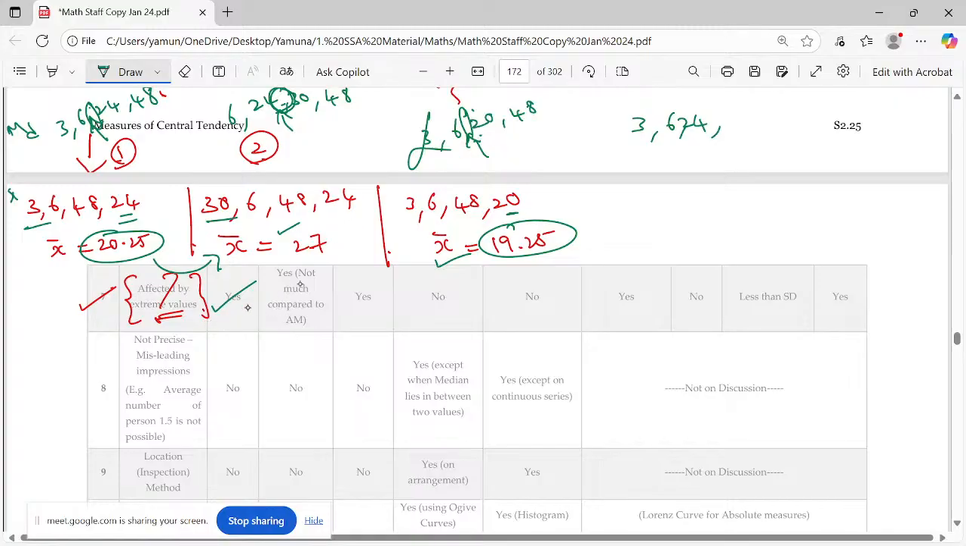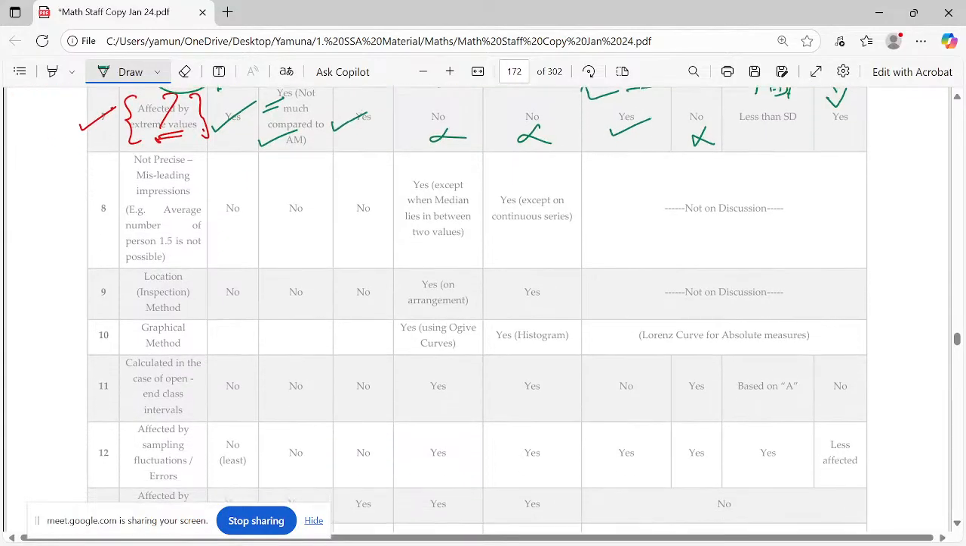Actually, when you talk about geometric mean, not much compared to arithmetic mean, but yes, it's affected by extreme value. Here is also yes. Median, no. Mode, no. Range, yes, because the formula itself is L minus S. Quartile deviation, no. Standard deviation is comparative with respect to standard deviation. Mean deviation is less affected. Affected, but less affected. That's about the seventh one. Let me finish off the other points, then I'll give you some time for having a look.